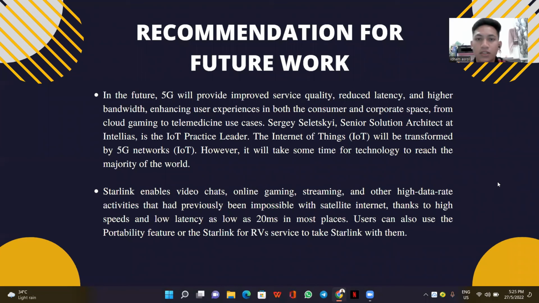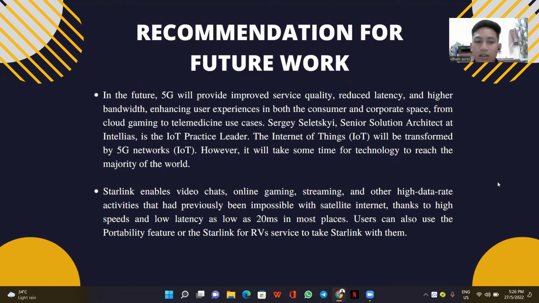Lastly, the recommendations for future work. First, in the future, 5G will provide improved service quality, reduced latency, and higher bandwidth, enhancing user experience in both the consumer and corporate space, from cloud gaming to telemedicine use cases. Also, the Internet of Things (IoT) will be transformed by 5G networks. However, it will take some time for the technology to reach the majority of the world.